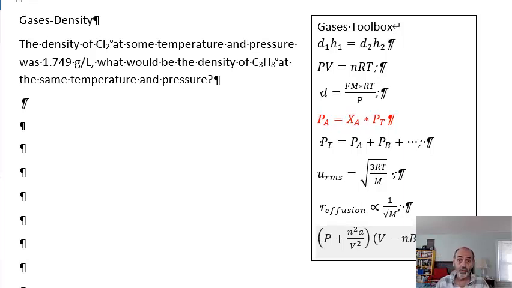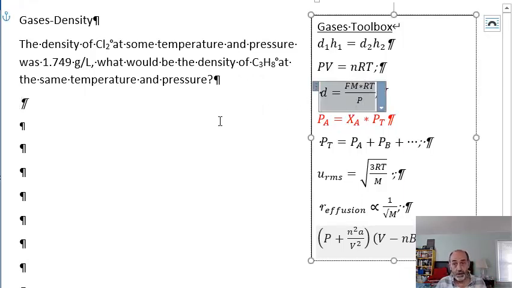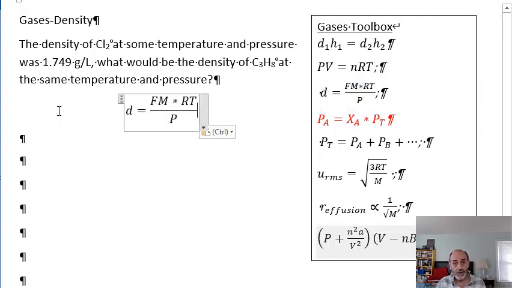The problem shown here is you're given the density of Cl2, told that it's at some temperature. You don't know the temperature or the pressure, but you have the density. And you're asked to figure out the density of propane at the same temperature. So the relationship we're going to use is the one from our gas toolbox on density. So that's this one. Now, you look at that and you say, okay, I have two unknowns. I know R, but I don't know T and P. So what do I do?